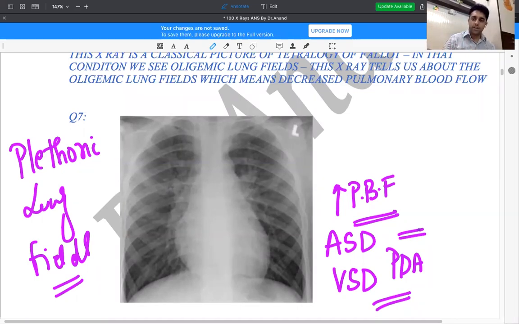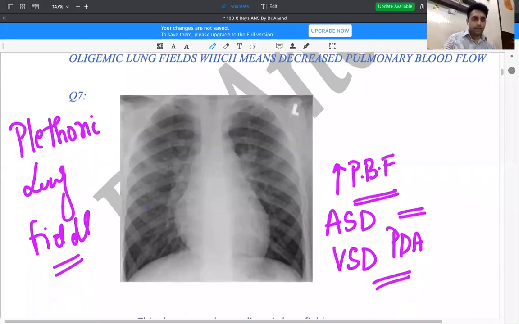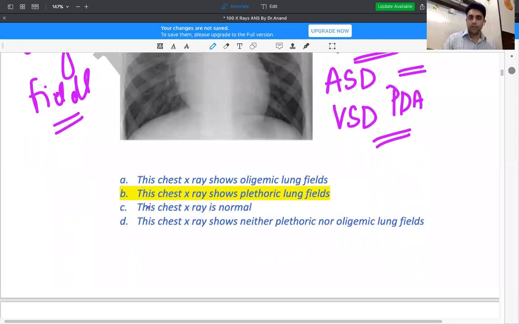All the left to right shunts in general have increased pulmonary blood flow. They are the pulmonary plethoric conditions, the congenital heart diseases with increased pulmonary blood flow: ASD, VSD, PDA, atrial septal defect, ventricular septal defect, and patent ductus arteriosus. More conditions are also there, like Reshma and Akash are answering, but right now, at least for the newcomers, I'll stick to this. Okay, so this is plethoric lung field.